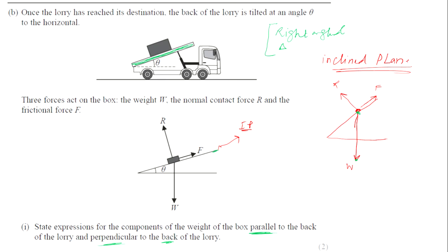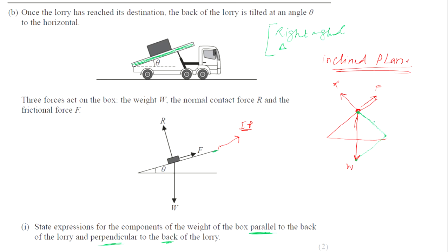So you draw a line which is perpendicular to the inclined plane, or perpendicular to the back of the lorry. So one component is this and the other component would be parallel. So draw a parallel line. Now you see you have a right angle triangle. And what about the arrows?